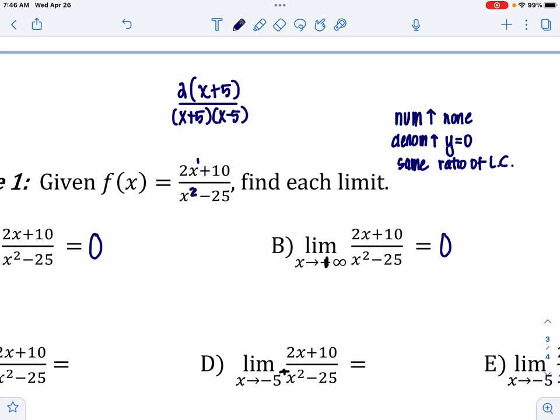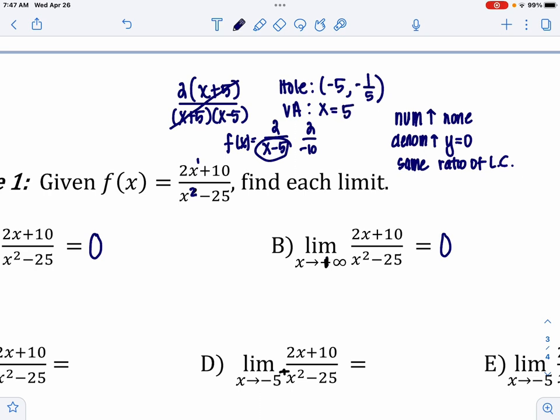There is a hole in the graph. The hole in the graph is at -5, comma, and then I'm going to write my new function, which is 2 over x minus 5. So I'm going to plug -5 in there, and I get 2 over -10, which is -1/5. And then my vertical asymptote at my new denominator equal to 0, and I get x equals 5.